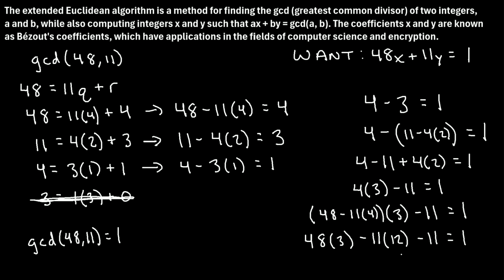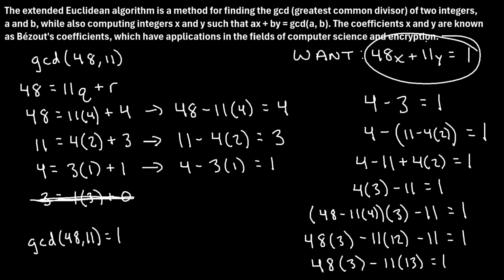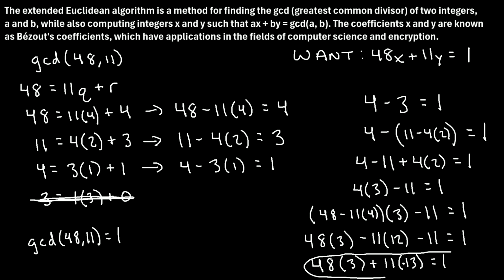So notice how many 11s do we have? Well, we can imagine this is 11 times 1, and this is 11 times 12, so that's 13. So what we can write is 48 times 3 minus 11 times 13 is equal to 1. And this is almost exactly the equation that we want. We just want a plus sign to be right here. So if we want, we can change this to a plus, and we'll make the 13 a negative 13. So now what we see is that we have written this equation right here in this format. And what we can see is that x is equal to 3 and y is equal to negative 13. So let's write that right here.